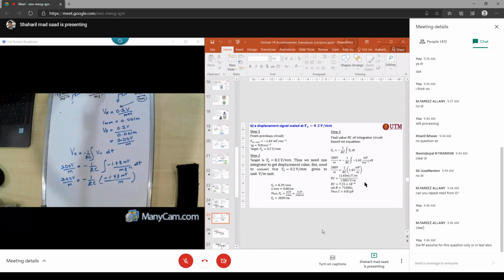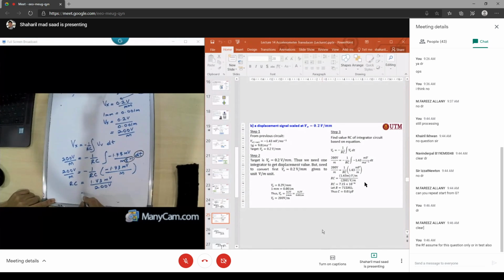So this is the concept of integration, dt: this one will be lost. Now the millivolt and volt units cancel. That means you want to find the RC value. So RC equals 1.43 millivolt divided by 200 volt here.